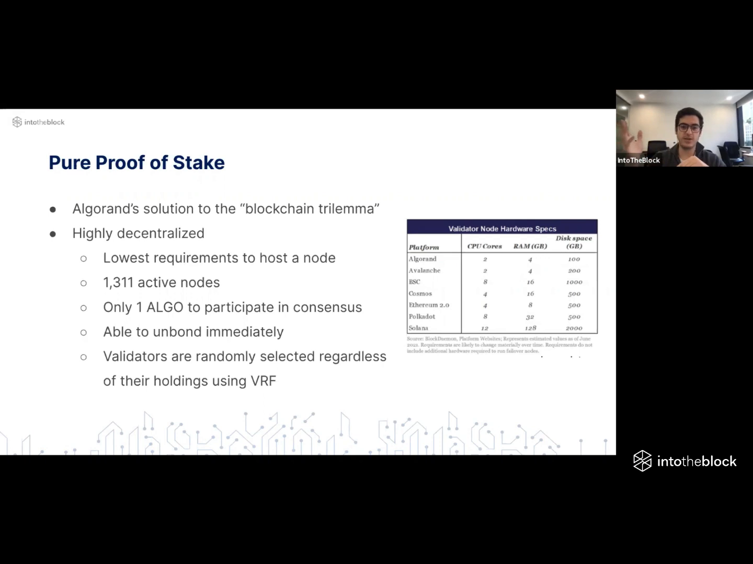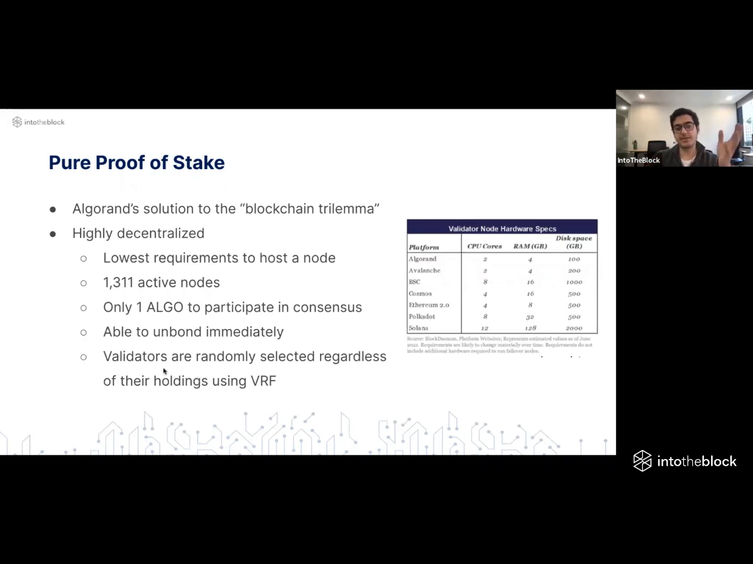which of course is significantly lower than, for instance, Ethereum's 32 and many other blockchains that have a higher barrier to entry, even though they have their own mechanisms to mitigate this. They also have the ability to unbond immediately. So there are no lock-ins into the proof of stake. So people are able to come and go on stake as they want.